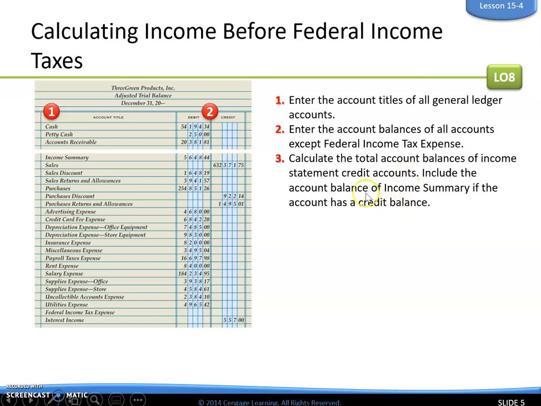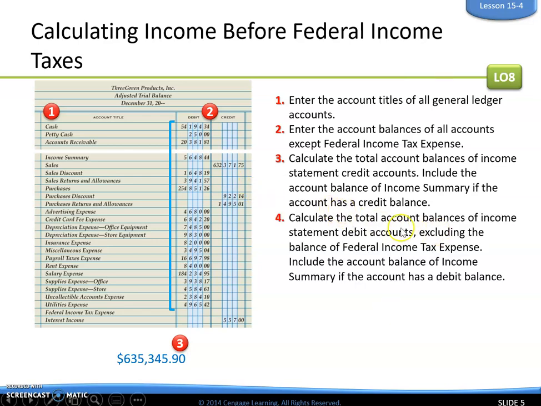So what I always say is income summary is like our cutoff point when we're looking at our adjusted trial balance. So we're going to look at income summary and below, and we're going to add up all of our credit column. Okay, and so in this case, we have 4 numbers that we are going to add together. We're just going to kind of write that total down and hold on to it. Okay, then we're going to add up our total account balances of our income statement debit accounts, excluding our federal income tax expense, which we shouldn't have a total written in there right now anyway.